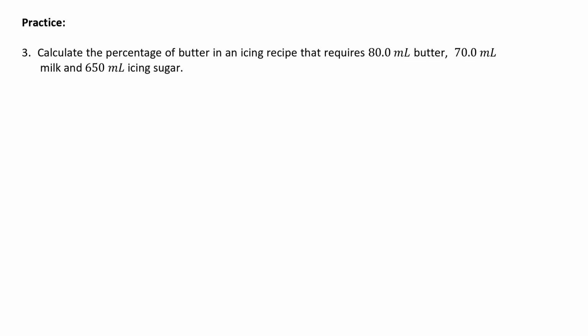We have a practice problem here, going back to our lecture on kitchen conversions or kitchen chemistry. Calculate the percentage of butter in an icing recipe that requires 80 ml of butter, 70 ml of milk, and 650 ml of icing sugar. Try that now. Let's take it up. So I want to know the percentage. That's my unknown. X over 100 is equal to. Again, please set these up as a proportionality statement.